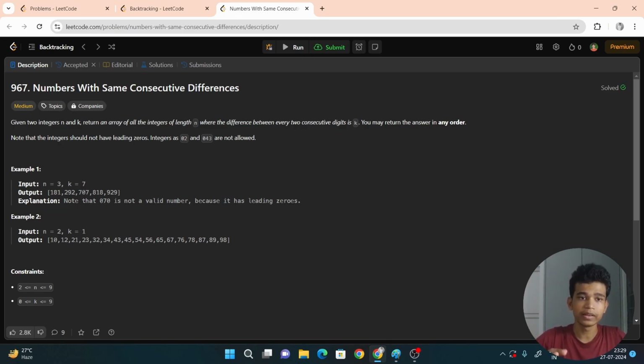Note that the integers should not have any leading zeros. Integers like 02 or 043 have leading zeros, so these are not allowed. Okay, let us see the examples.